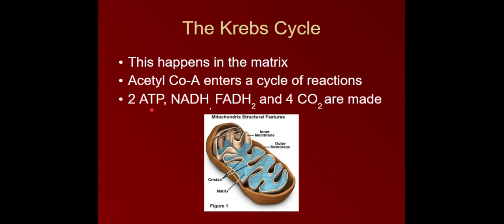2 ATP, NADH, FADH2, and 4 carbon dioxides are made in the Krebs cycle. So we've got 2 more ATP, 2 more lots of energy being made here. NADH, that electron carrier. We've also got FADH2, which is another electron carrier, and then the carbon dioxide, which is our byproduct.